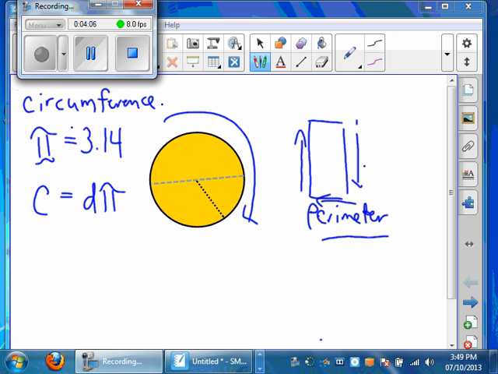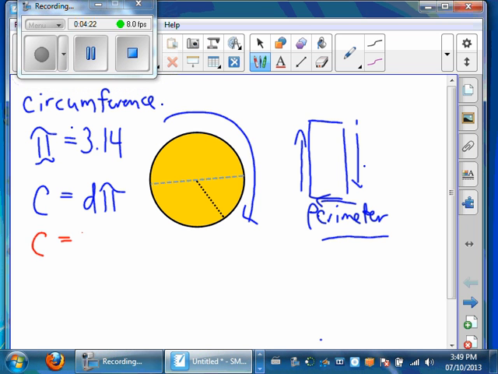All right, so since we know that circumference equals diameter times pi, which is 3.14, and since we know that the radius is diameter divided by 2, or diameter equals 2 times the radius, we can also say that circumference is equal to 2 times the radius times pi.